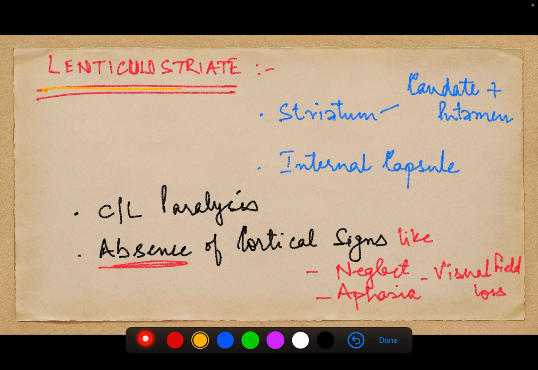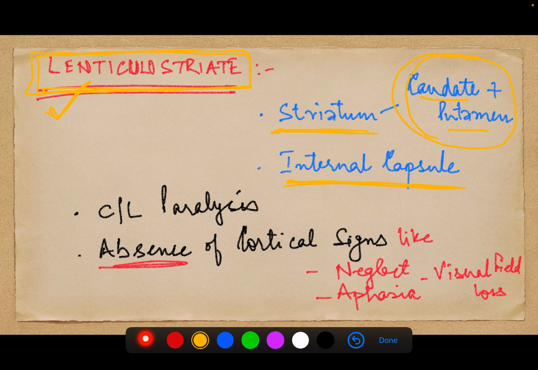Now coming to the third one, lenticulostriate. This is the most common. Most of the patients who suffer from the stroke get affected by the lesion within the lenticulostriate artery, and it supplies striatum and internal capsule. Striatum is caudate and putamen. That is the basal ganglia, right? These basal ganglia and the internal capsule are getting affected.